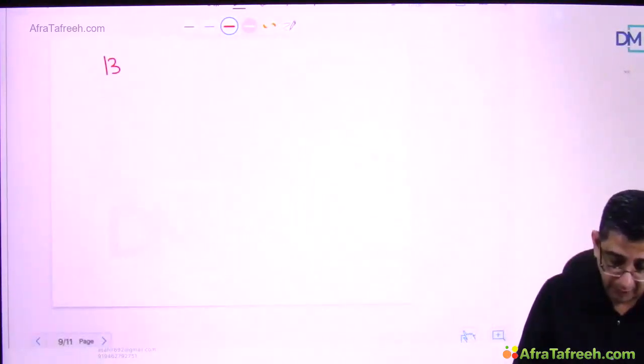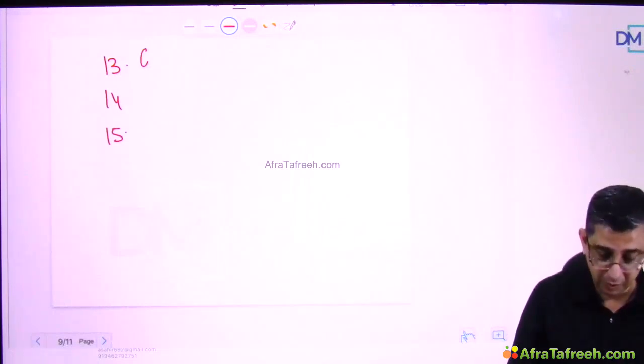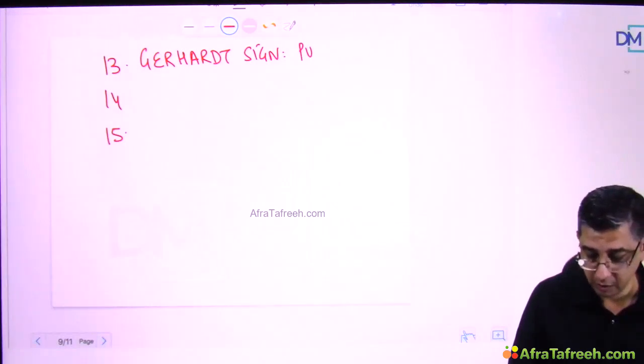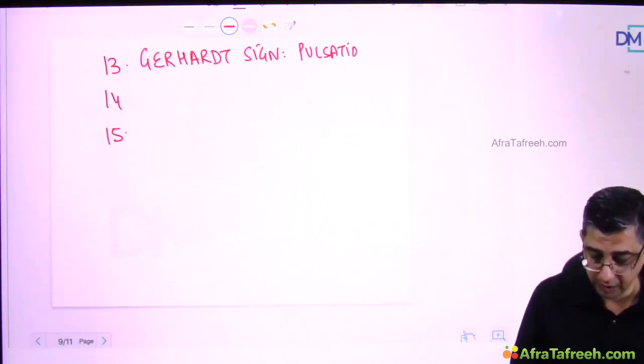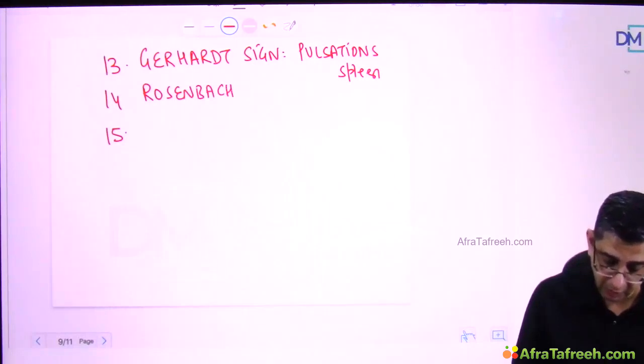Now we will study some eponymous names for this particular condition. The first eponymous name to be remembered for these patients is pulsations in the spleen of the patient, that is called as Gerhardt sign. So pulsatile spleen or pulsations in the spleen are found in aortic regurgitation. The next one is Rosenbach sign. This is with respect to pulsations in the liver of the patient.